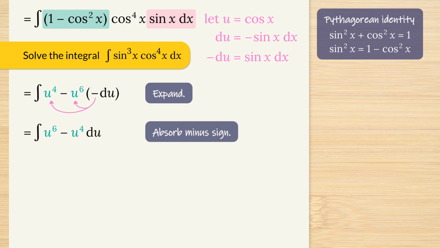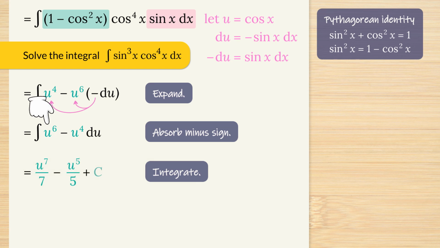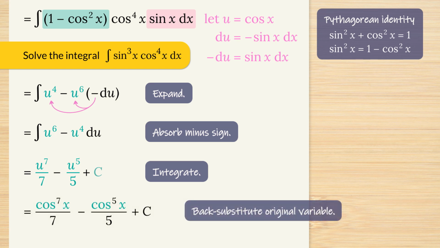Stylistically, it might look awkward to have a leading negative sign, so flip it around so that we have a positive u⁶ and then minus u⁴. Honestly, if we didn't flip it and left it as negative u⁴ plus u⁶, it's also correct. Integrating the u⁶, we raise that power by 1, divide by the new power, u⁷/7. And then u⁴, similarly, raise that 4 to the 5 and divide by 5, plus the constant of integration. We started with the x variable, we should also go back to the x variable. Everywhere where we see a u, replace that with a cosine x.